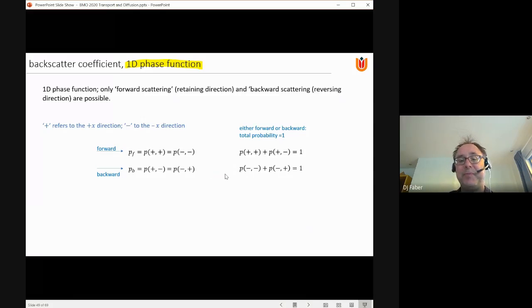But we also know that if a photon is incident in the plus direction, it either scatters in the plus direction or in the minus direction. So that means that the sum of P plus plus and P plus minus has to be 1, because any of these two happens, but one of them will happen. So the sum of these probabilities has to be 1. Same thing for P minus minus plus P minus plus. So if a photon is traveling in the minus z direction, then it either retains its direction or it reverses. Any of these two happen, and their total probability has to be 1.